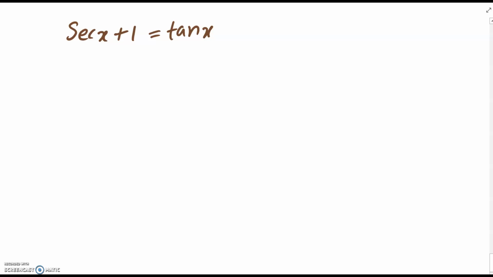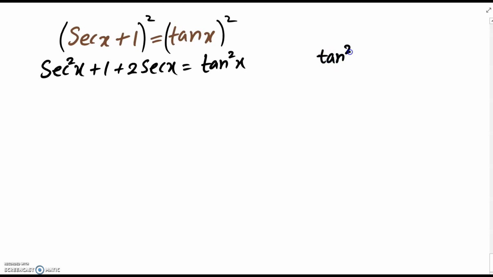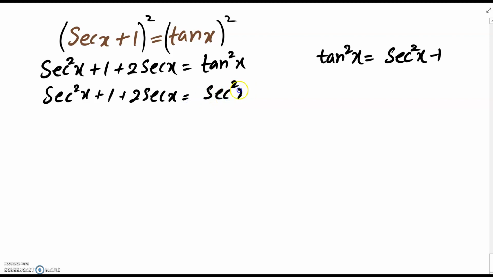Again, no squared form of any trig function, so we are going to square both sides. When you square them, it's going to be squared over here, squared over here. Now you should know the formula, and it's going to be secant squared x plus 1 plus 2 secant x equals tan squared x. Now tan squared x is a Pythagorean identity, and it's going to be tan squared x equals secant squared x minus 1. Okay, now I will replace tan squared x with the given identity, and now you are going to have secant squared x minus 1.